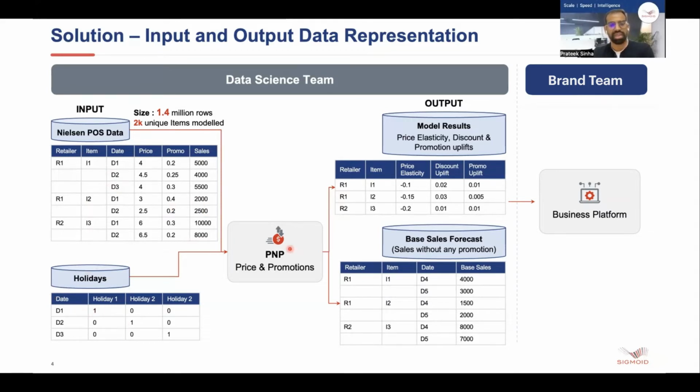This would go into PNP and give model results, which is basically at the level of retailer and item. Each combination had price elasticity and discount and promotion uplifts. The other output can be represented like this: at the level of retailer and item for future weeks, what would be the expected base sales. So this was the representation of data, and in total we had 1.4 million rows in the input data, and we were modeling 2000 unique items.